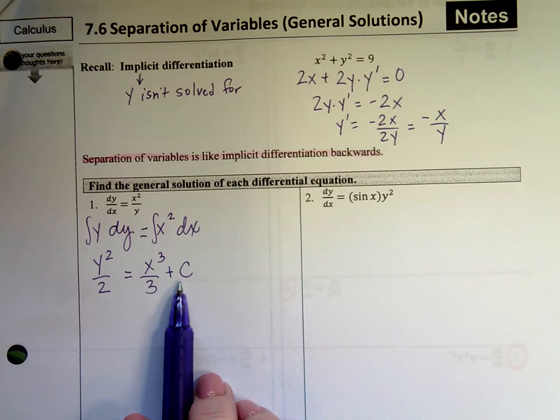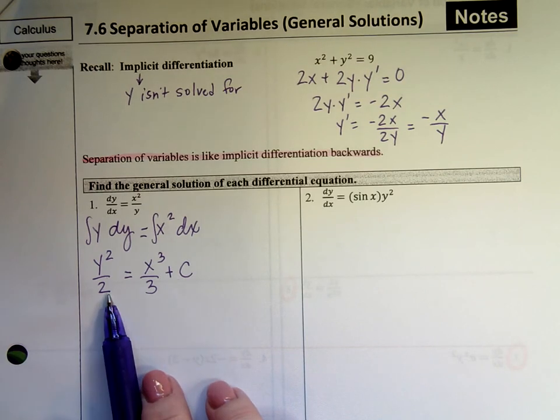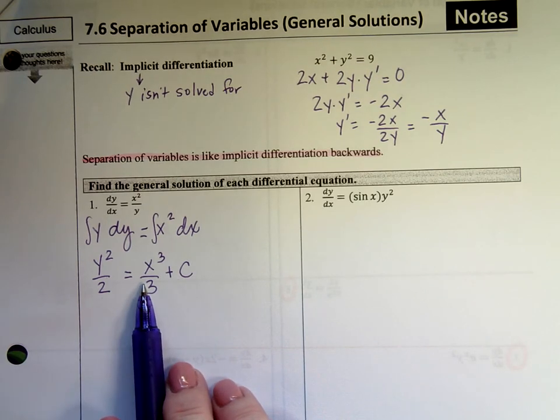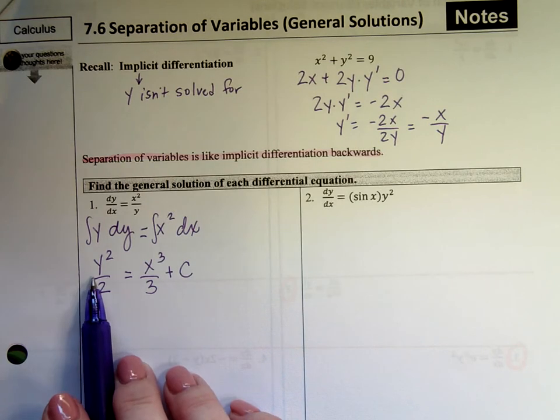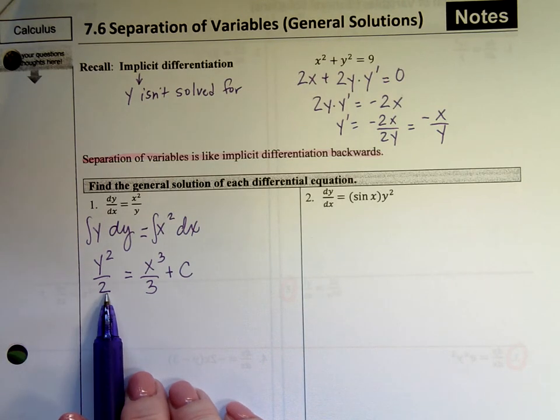So now, at this point, I want to know what y is. I've got to do some algebra shenanigans to solve for y. The first thing I don't like is this divided by 2. Well, to get rid of a divided by 2, I'm going to multiply by 2.